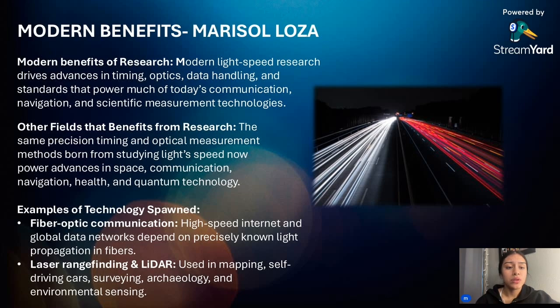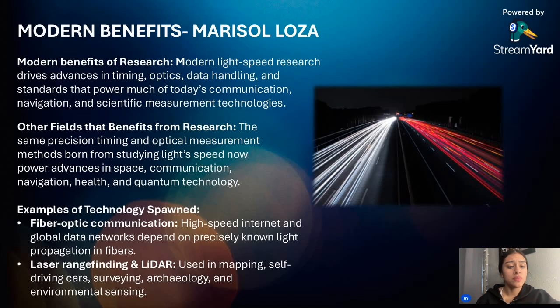Modern light speed research drives advancements in timing, optics, data handling, and standards that power much of today's communication, navigation, scientific measurements, and technologies. Other fields that benefit from the research. The same precision timing and optical measurement methods born from studying light speed now power advances in space, communication, navigation, health, and quantum technology.